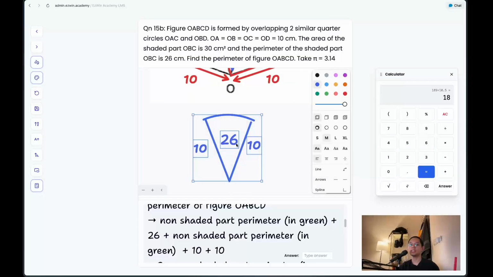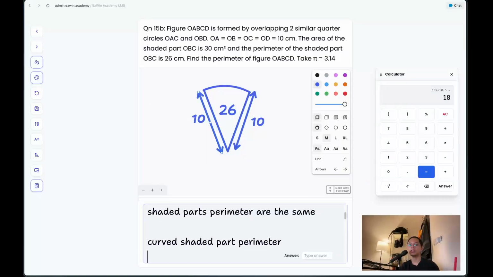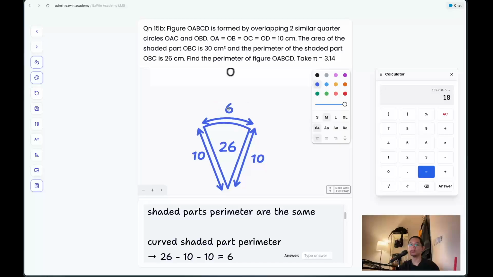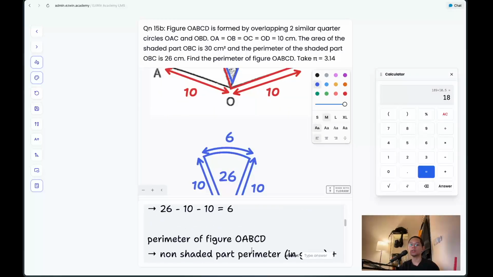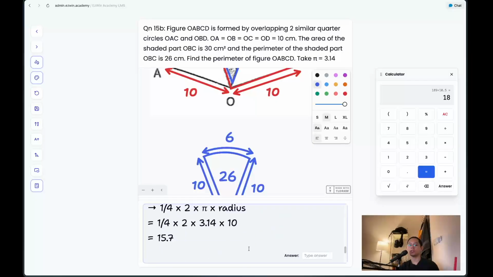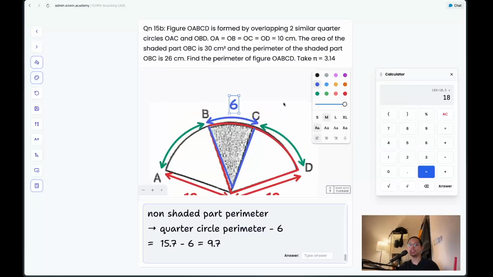So for this case, the curved shaded part parameter is basically 26 minus 10 minus 10. This will give us 6. My bad on this. So this is 6. So that means this is 6 as well. Okay, so the calculation will have to adjust. So 15.7, which is the curved quarter circle parameter, minus 6 will then be equal to 9.7. So now we have the non-shaded part, which is 9.7 in green.